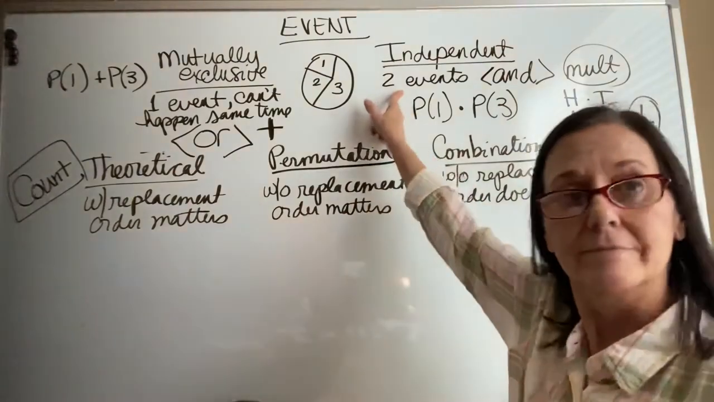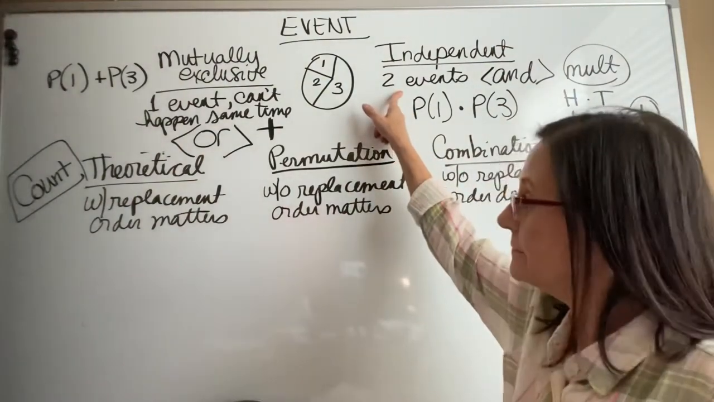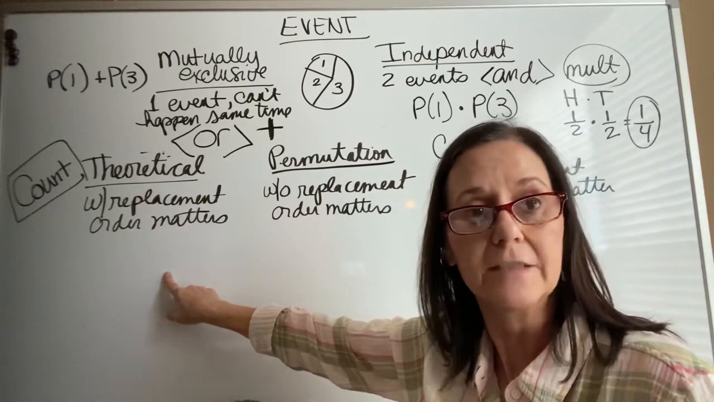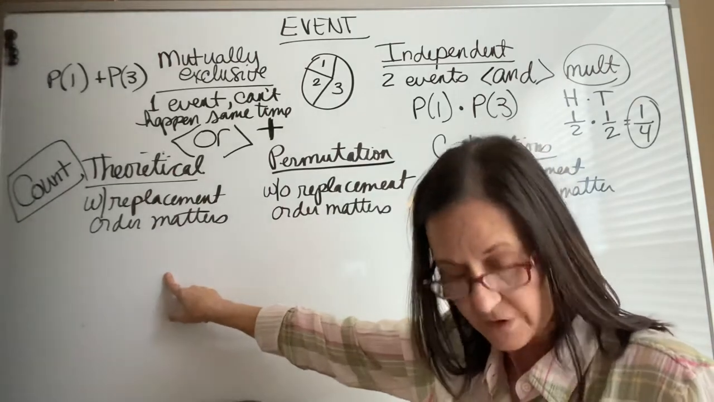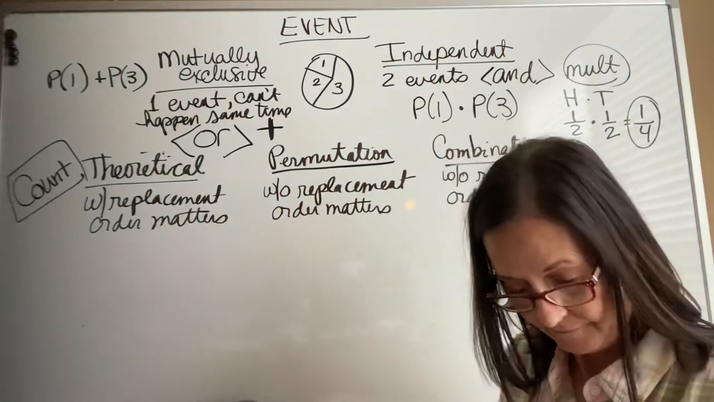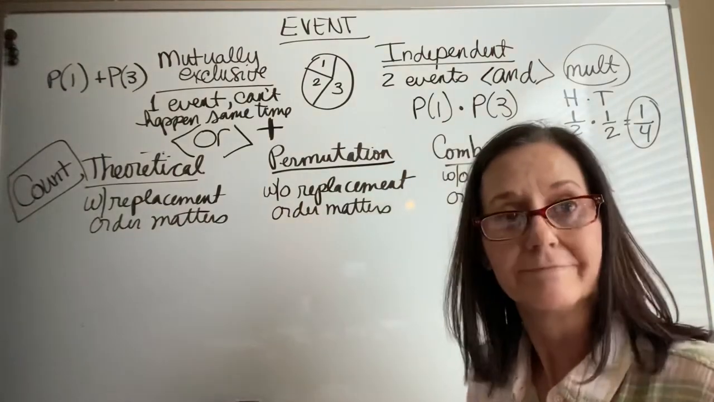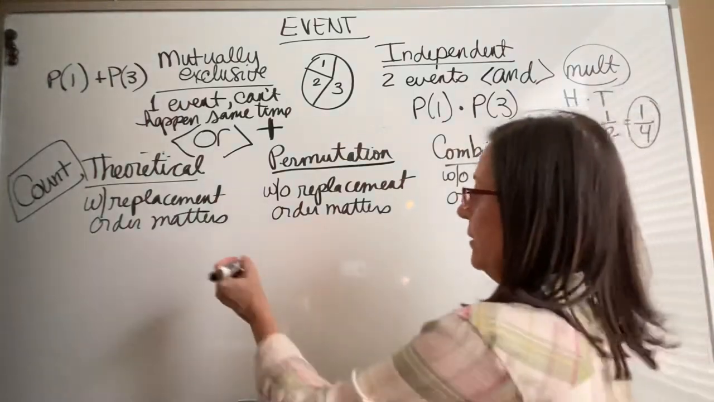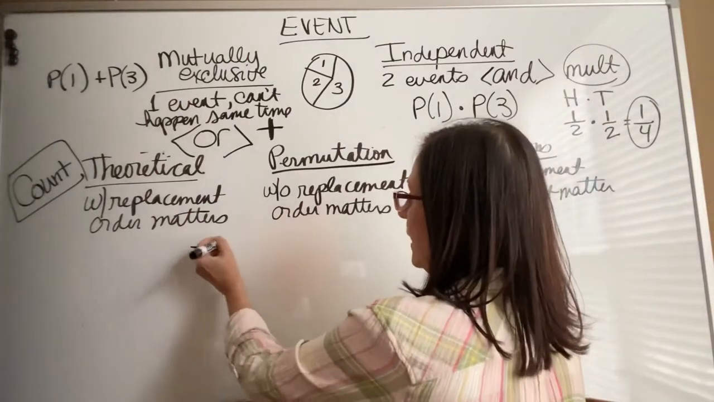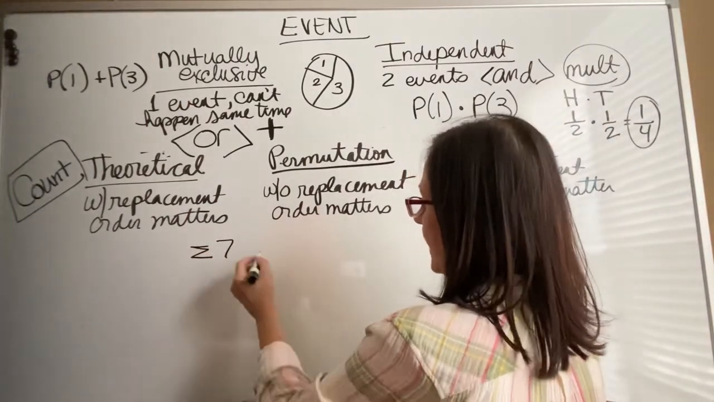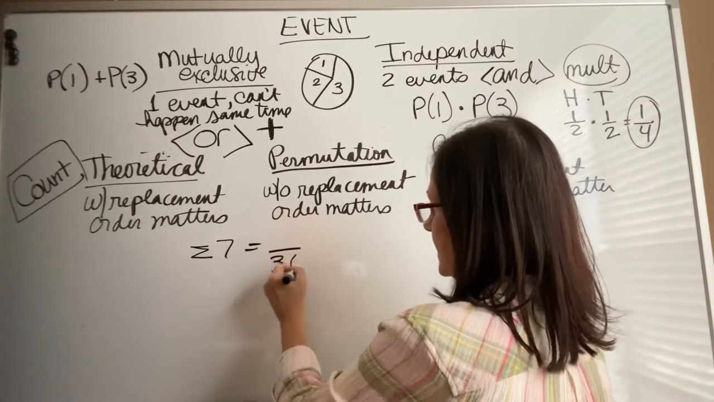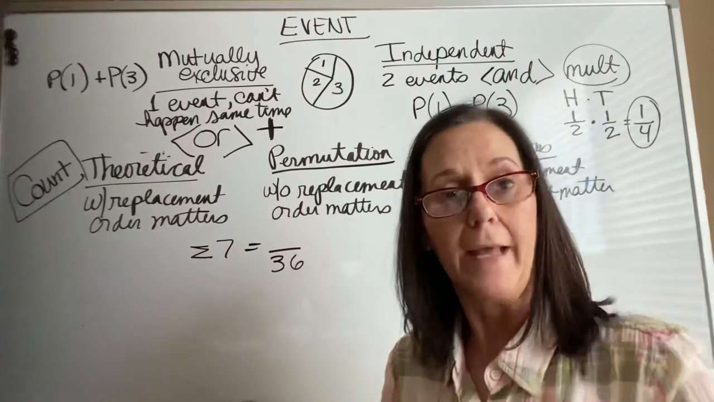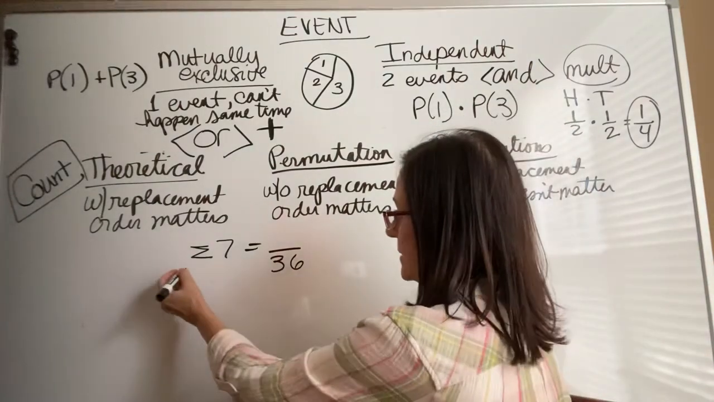Two dice are rolled. I'm thinking independent. I can use those values on each die twice, so it's going to be 6 times 6. Makes sense how that goes together? What is the probability of getting a sum of 7? Well, I know my denominator is going to be 36. I'm going to have 2 dice.